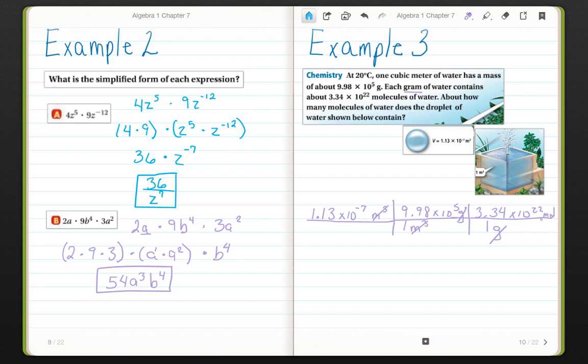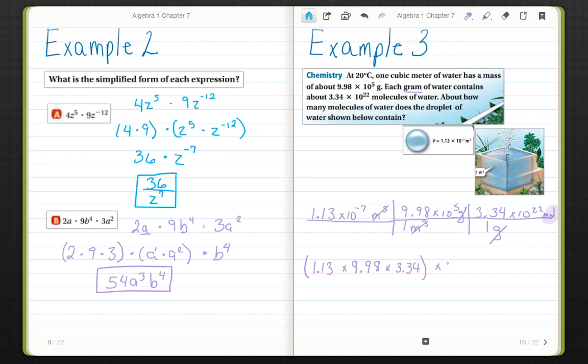So the units I will be left with will be molecules. Okay, there are my units. So I'm going to take 1.13 times, I'm going to use the x, 9.98 times 3.34. Those are all the bases.